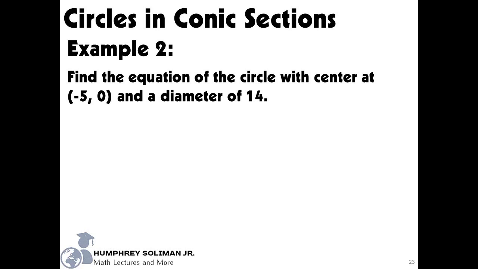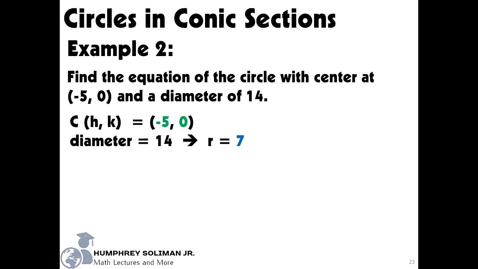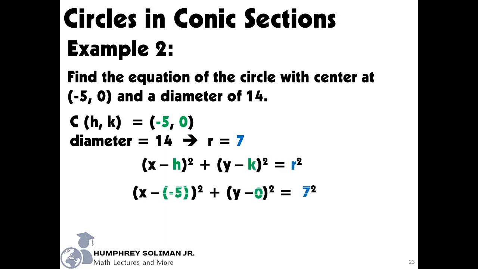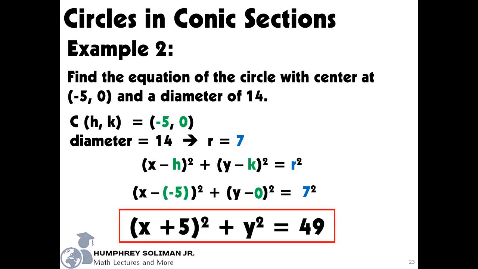Example number 2. Find the equation of the circle, with the center at negative 5, 0, and a diameter of 14. With the given values for the center, and half of the diameter is the radius, we just need to substitute these values to the standard form of equation for the circle. We now have the answer. The quantity x plus 5 squared plus y squared equals 49.